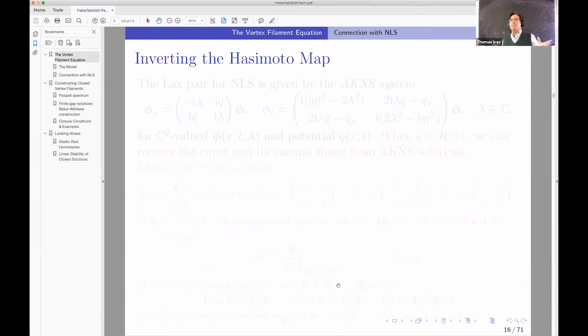Now, we would like a way of inverting the Hashimoto map. In other words, going from a complex valued function of x and t, a solution of the nonlinear Schrödinger equation, back to a space curve.